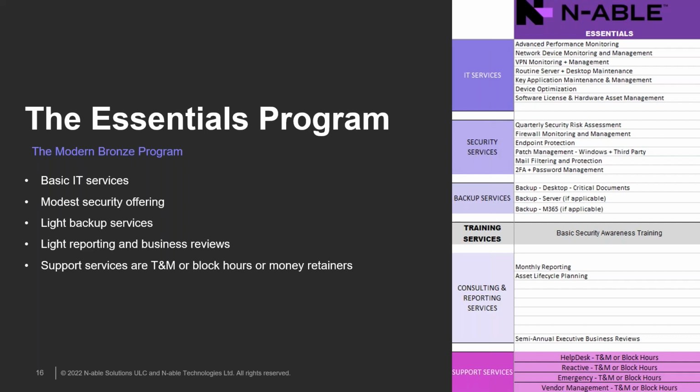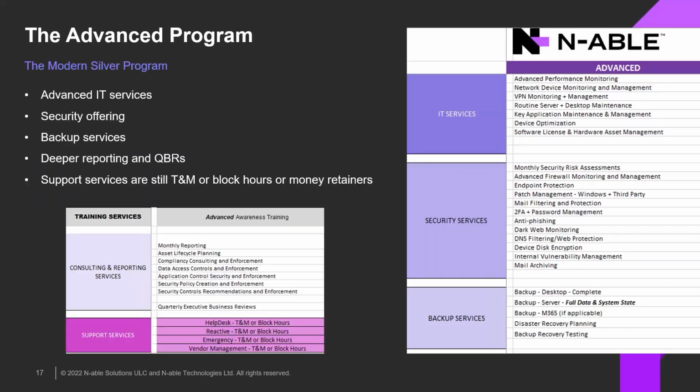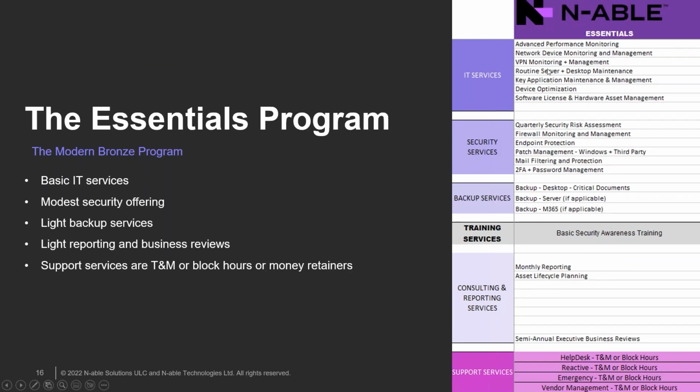They're going to give you $1,000 and then you're going to consume support hours and time and material from that money retainer. Okay. Now look to the right hand side. So we have IT services: advanced performance monitoring, network device monitoring and management, VPN monitoring and management, routine server and desktop maintenance, key application maintenance and management, device optimization.